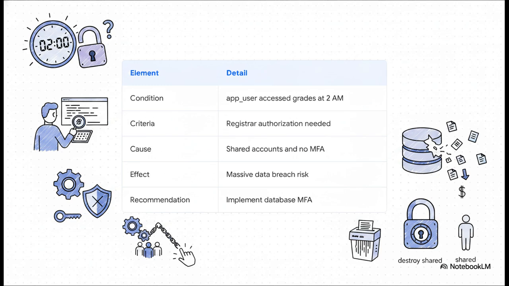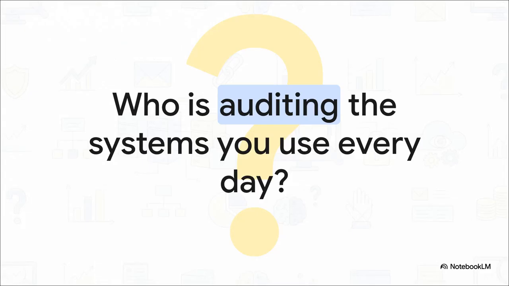Fourth is the effect. This exposes the university to a massive data breach risk concerning student personal information. And finally, the recommendation. The auditor dictates that the organization must immediately implement database-level MFA and destroy those shared accounts. It's logical, it's highly structured, and it is completely actionable. So, we've tracked the digital footprints, we've caught anomalies using Benford's law, and we've secured the perimeter.